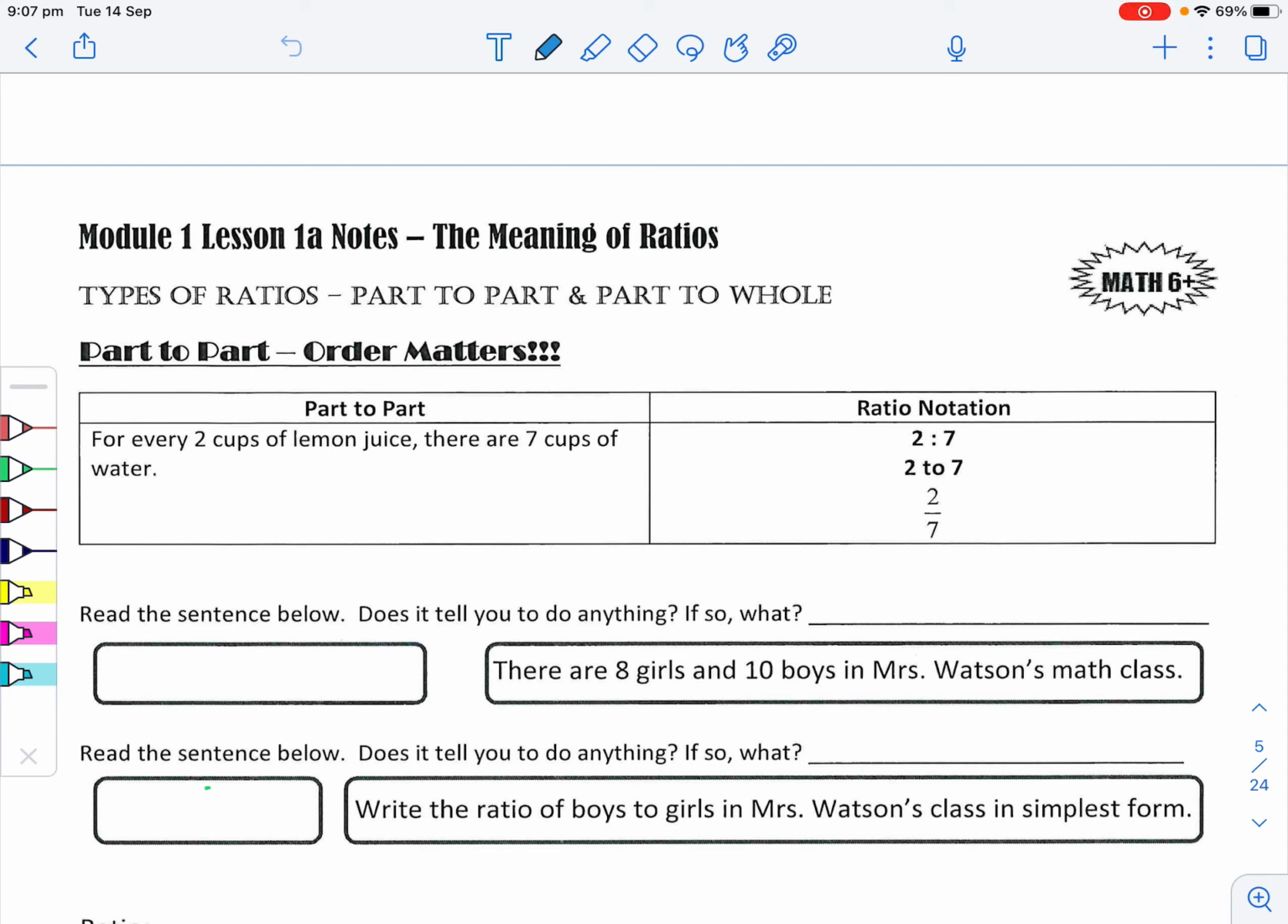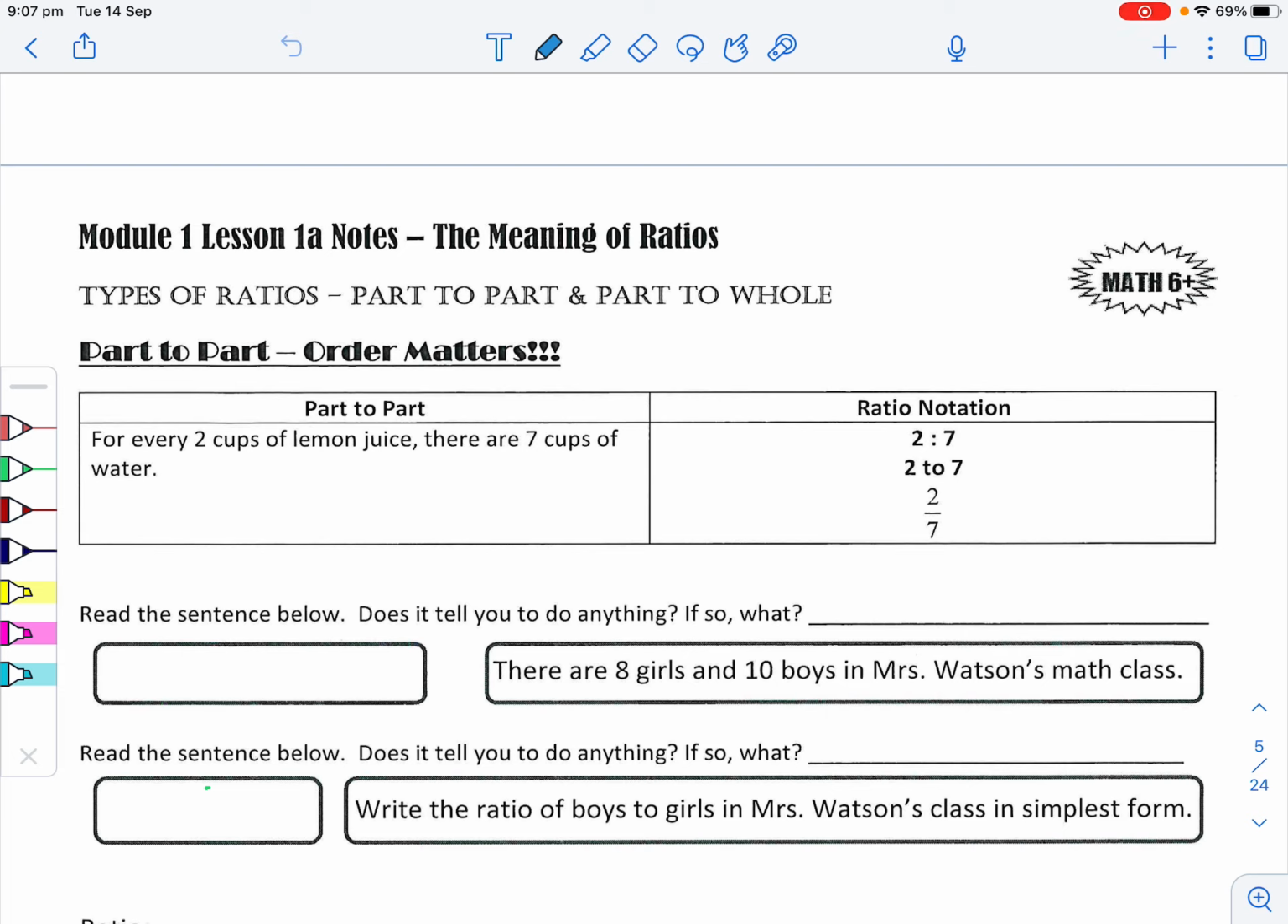Hello everyone. Today we are going to be talking about the meaning of ratios, and we're going to be talking about the two different types of ratios. There are part-to-part ratios and there are part-to-whole ratios. We're going to talk about part-to-part ratios first.